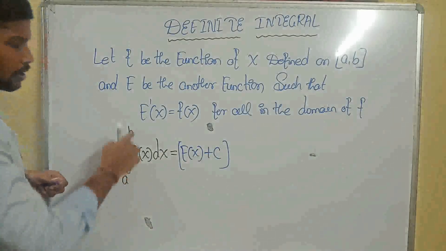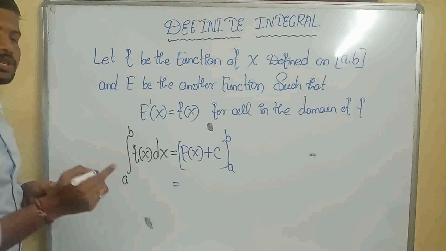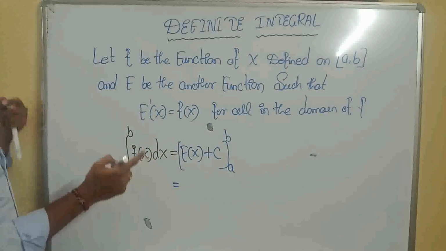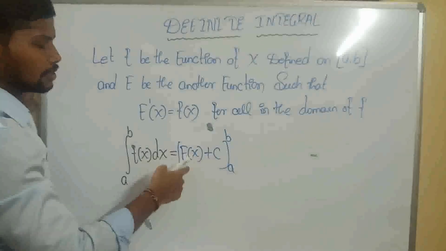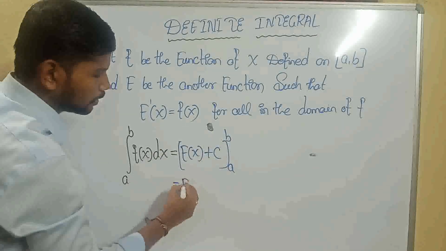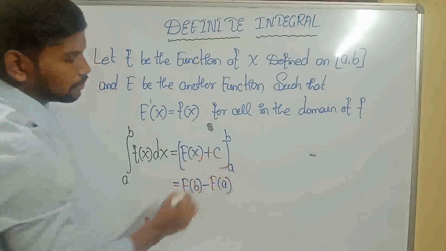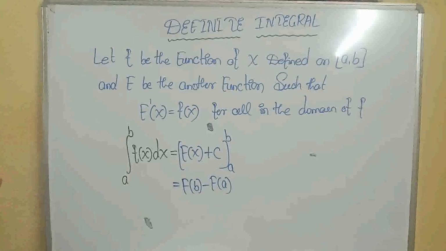What are the limits here? a to b. Now what is the procedure? By the fundamental theorem of integral calculus, substitute the upper limit minus the lower limit. It will be F of b minus F of a. C will be eliminated. This will be the particular value.